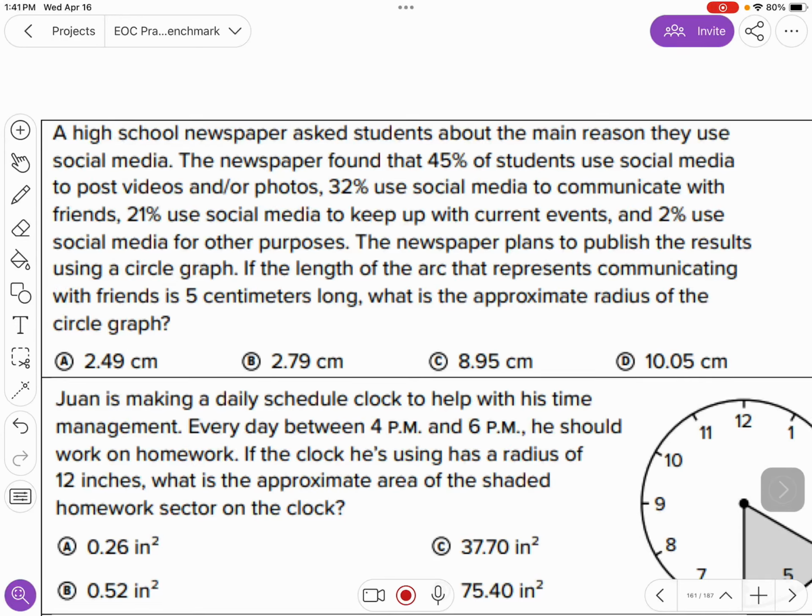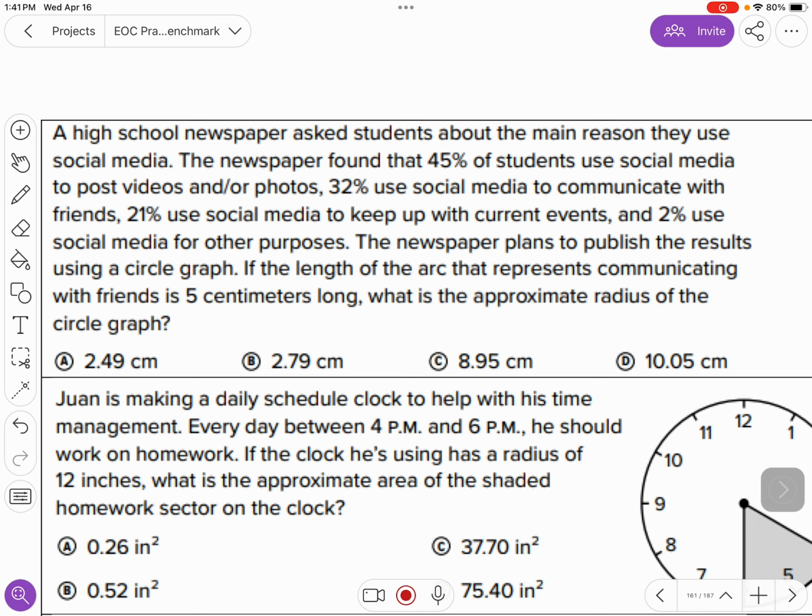Okay, so this first question: a high school newspaper asked students about the main reason they use social media. The newspaper found that 45% of students use social media to post videos and/or photos, 32% use social media to communicate with friends, 21% use social media to keep up with current events, and 2% use social media for other purposes. The newspaper plans to publish the results using a circle graph.